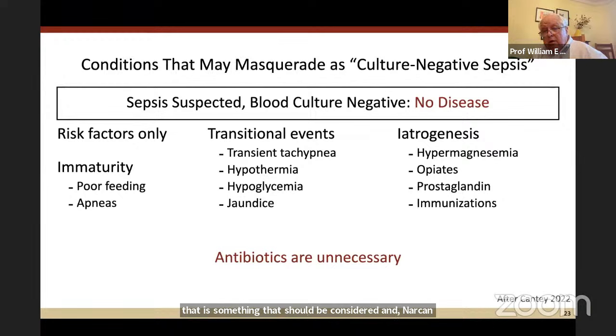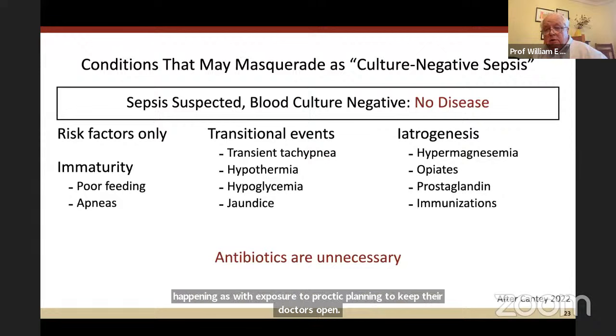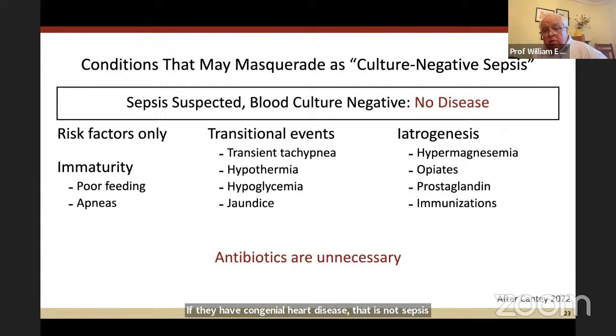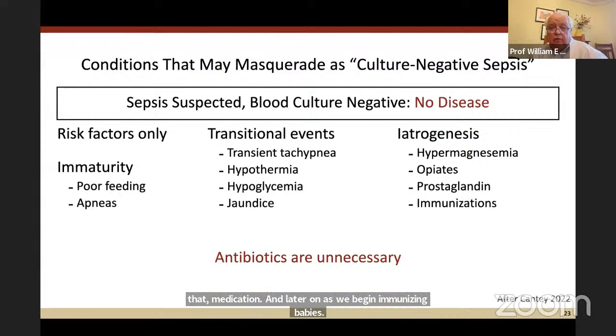In our intensive care unit, we see babies having apneas with exposure to prostaglandin to keep their ductus open. If they have congenital heart disease, that is not sepsis when they have apneas or fevers in association with that medication. And later on, as we begin immunizing babies, responses with fevers, irritability, and perhaps poor feeding may be a manifestation of this non-disease circumstance.